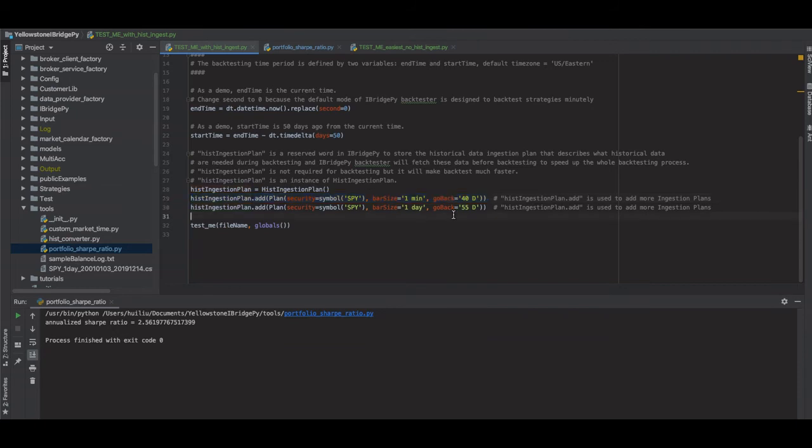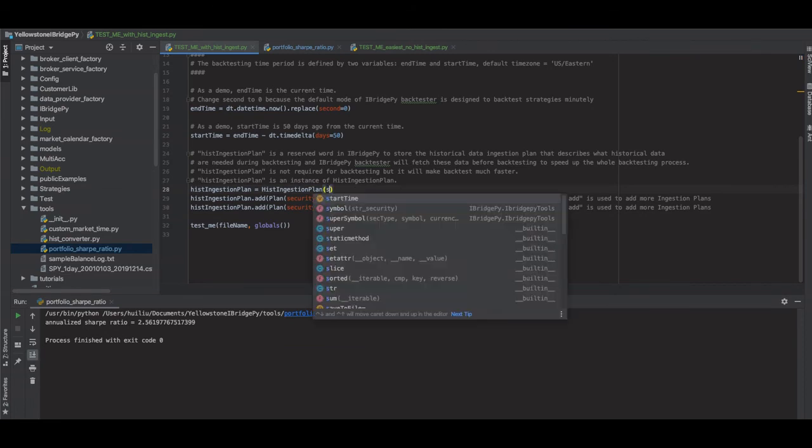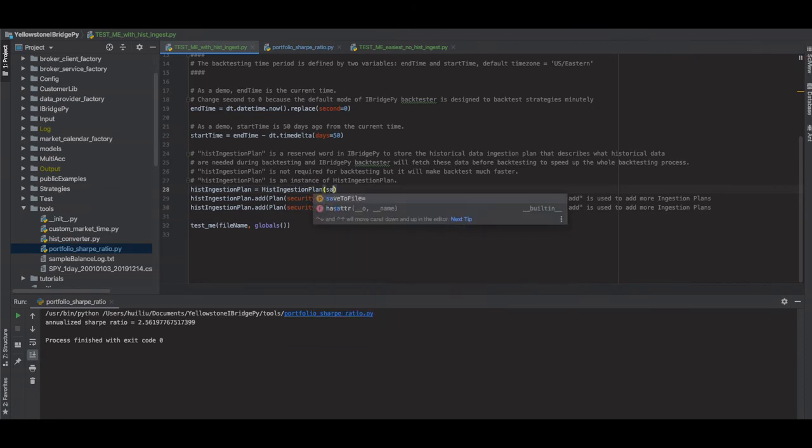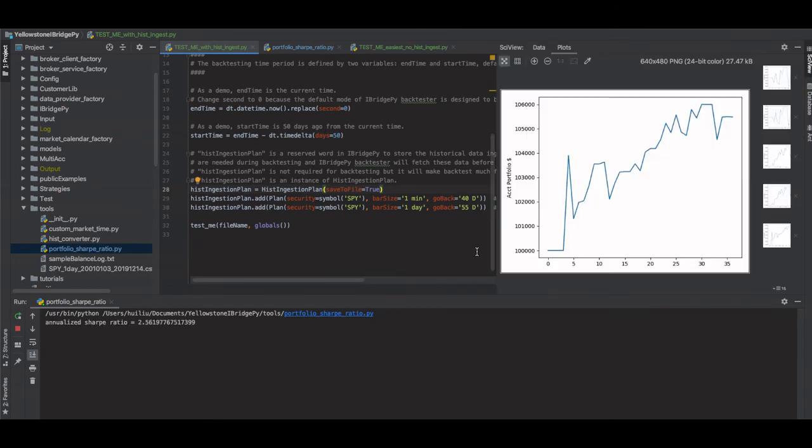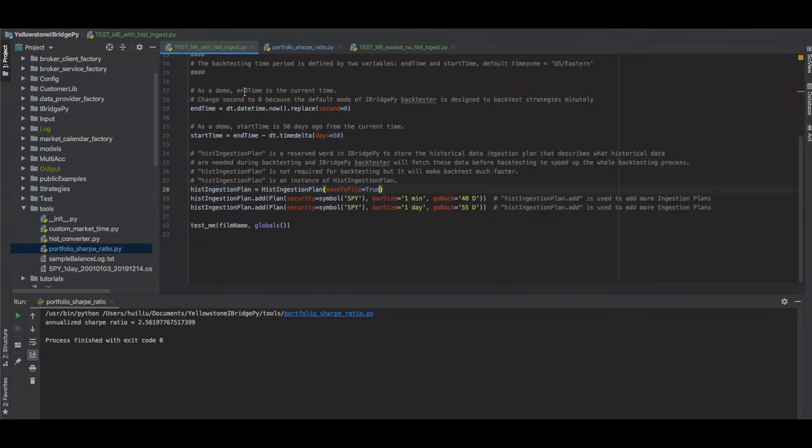So how can we make it happen? In IBridgePy, that's very easy. What you need to do is add a value, which is called save to file, equals true. And then that's good enough already. Let's run this strategy. Oh, not this one. I want to run the backtesting with hist injection. Let's run it.